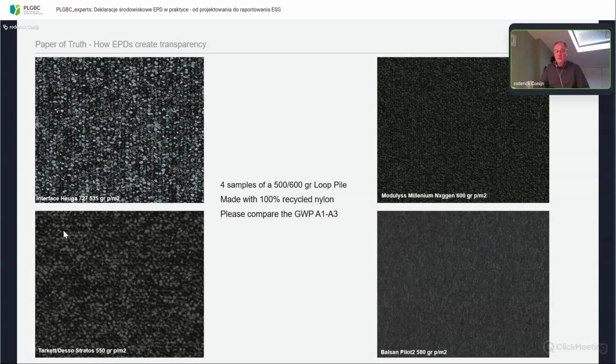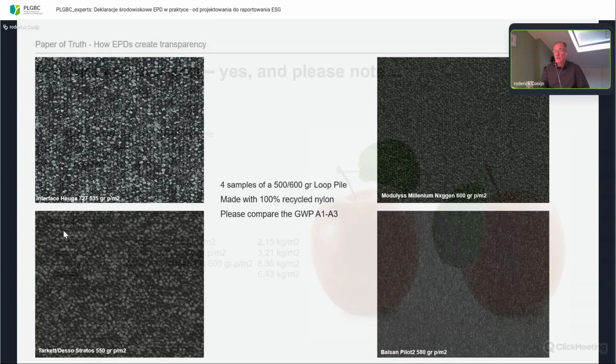And if, for example, you specified a 727, but the building contractor comes to you and says, we need to save some money, and here I have a product which is the same but cheaper. But for example, you've chosen the 727 because of the quality and because of the low carbon footprint. Now you have the possibility to tell the building contractor, well, the product looks the same, but the environmental impact is quite different. And I can show you that now.